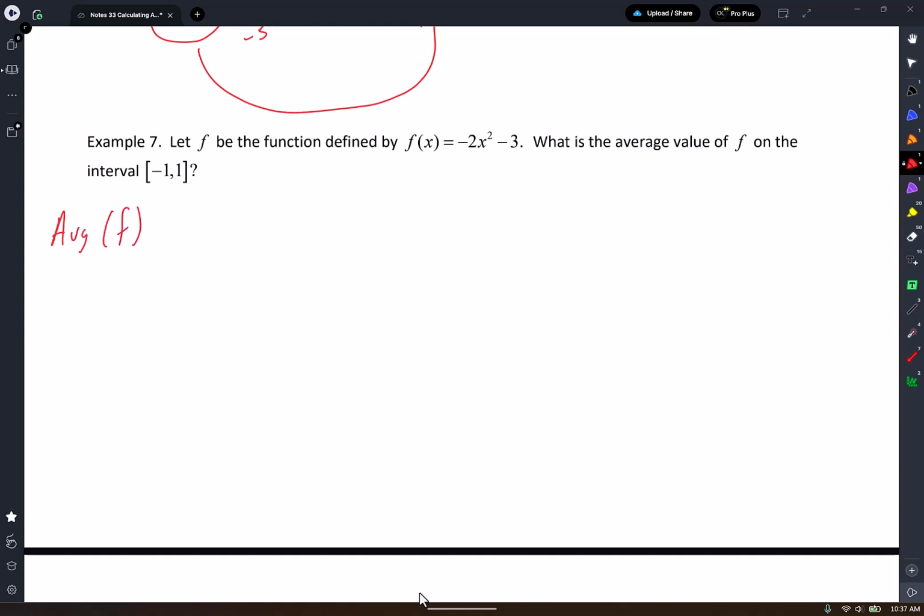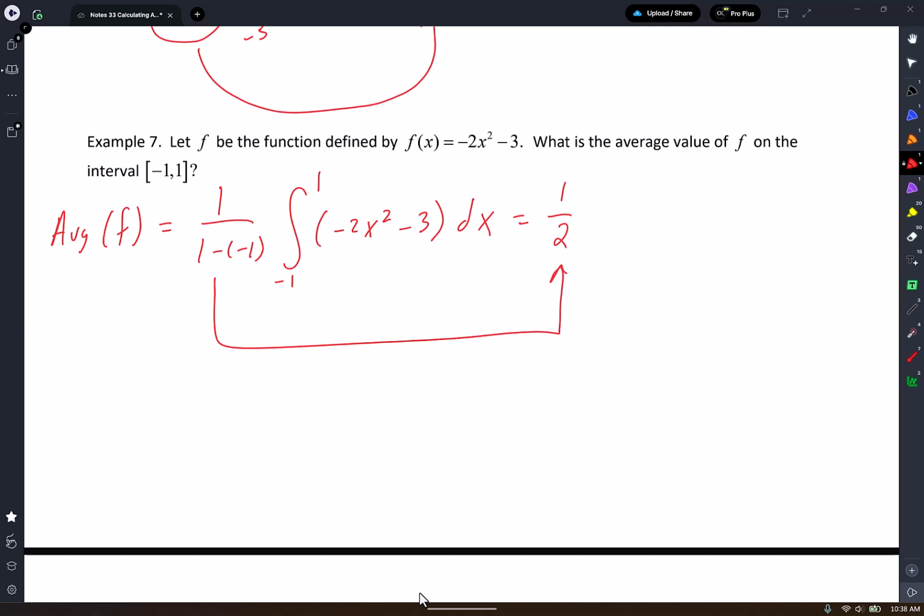Average of f equals 1 over 1 minus negative 1, integral from negative 1 to 1 of parenthesis negative 2x squared minus 3, close it, dx. Are we still okay? Okay, equals, and I'm going to keep it consistent, 1 over 2, that is this guy.